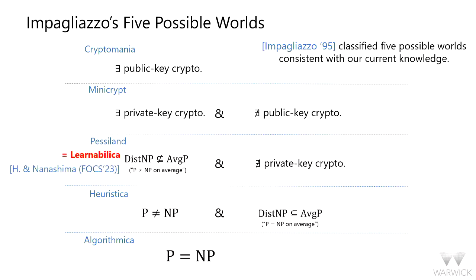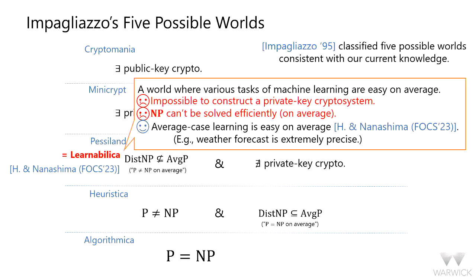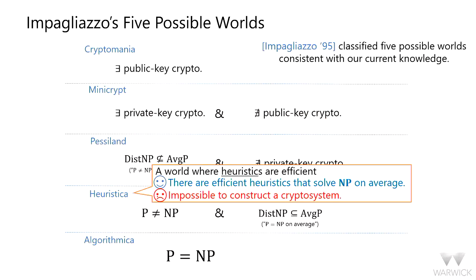Let me briefly mention our recent work with Mikito Nanashima, which shows that this world is the most pessimistic, but it's not that bad, in the sense that in this world you can actually solve various tasks of machine learning efficiently on average. For example, you can show that weather forecasts can be extremely precise in this world. So it's not that bad, but this is not the focus of this talk. The focus of this talk is Heuristica.